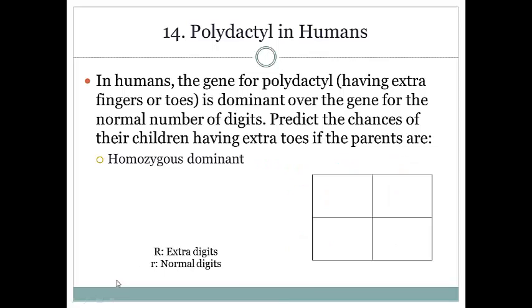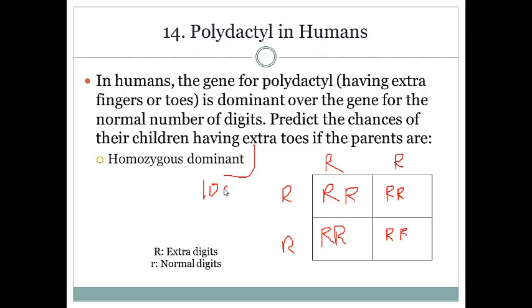Next question asks homozygous dominant. So in this case, homo still means same, but the parents are big R, big R. So this means that both of these parents have, or were born with, extra fingers and toes. So again, we're going to get big R, because we're crossing two big R's. One more big R, and just like before, we're going to see a similar pattern here. The only gene that these parents can pass on is the dominant gene. There is no recessive gene available. So that means that 100% of their offspring are going to have extra fingers and toes.